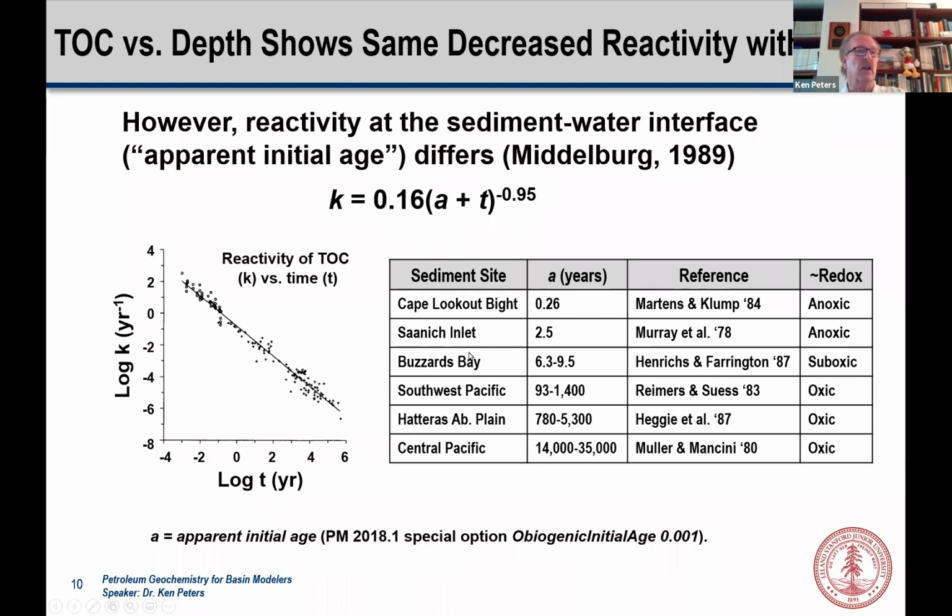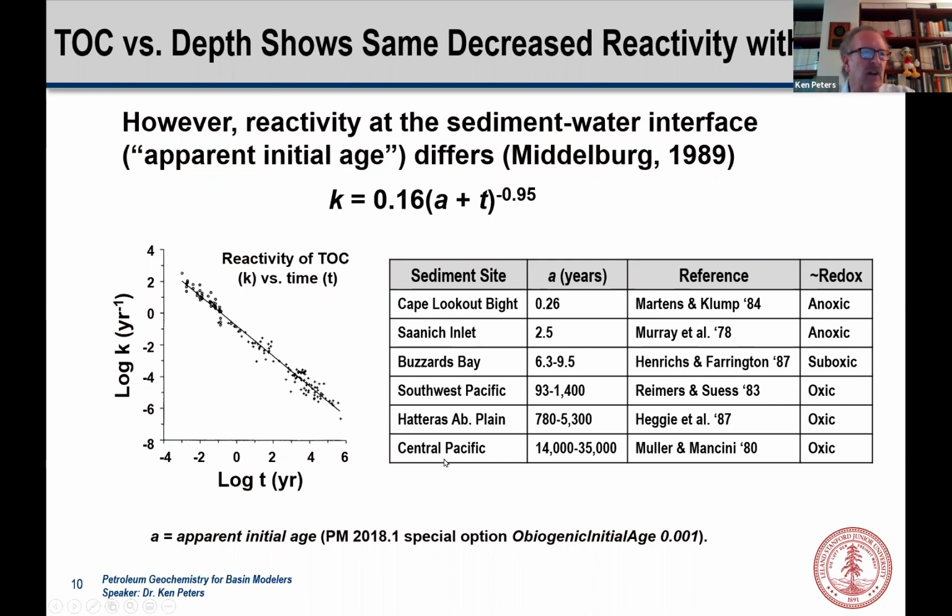The first 3 columns on the left of this table are from Middelburg's paper. You can see he's listed some present day depositional environments, and some corresponding papers. Now, I know these papers, and I looked at these and I said, well, gee, Saanich Inlet and Cape Lookout Bight, these are anoxic. They're notorious for being anoxic depositional settings. No oxygen in the sediments.